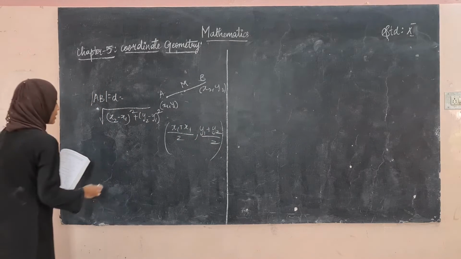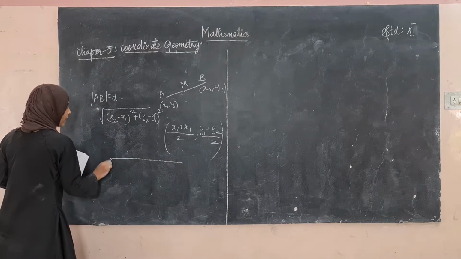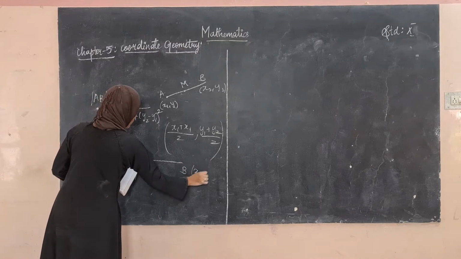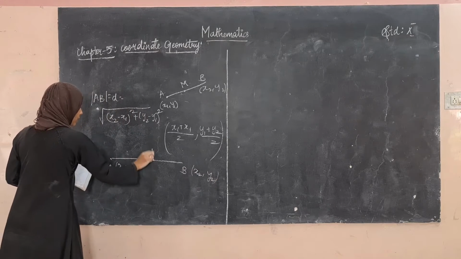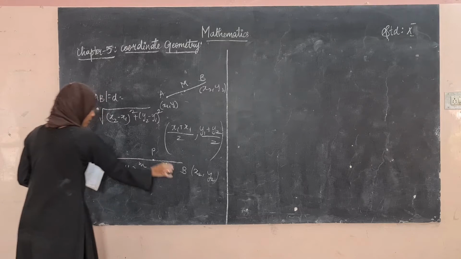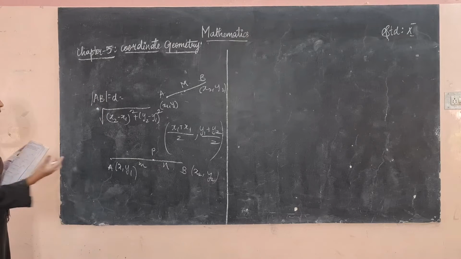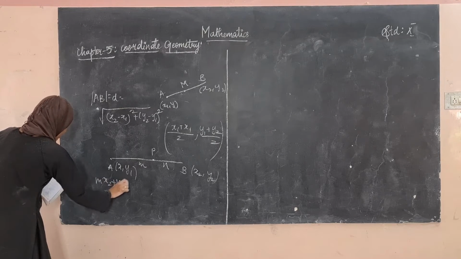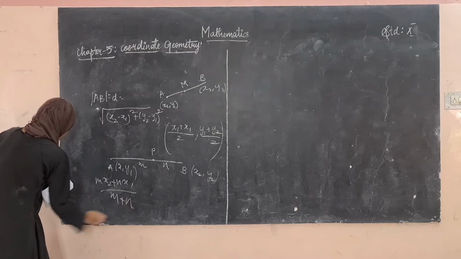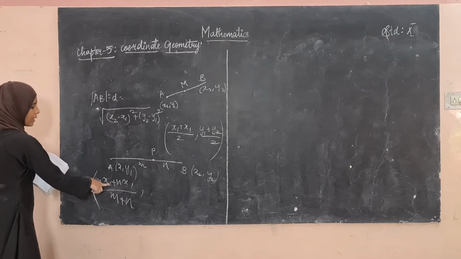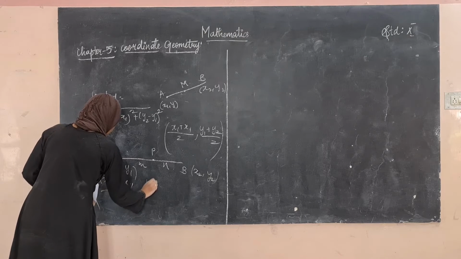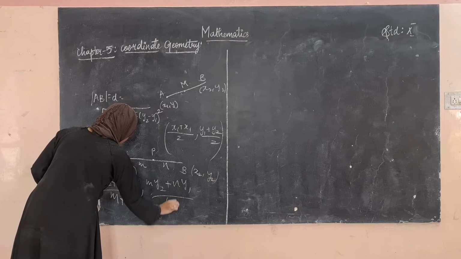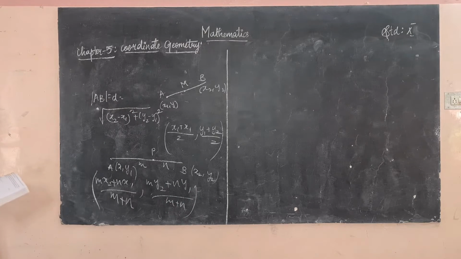And internal division: if this is the line AB, with points x1 comma y1 and x2 comma y2, and a point divides the line in the ratio M is to N, then the coordinates of the point are given by M into x2 plus N into x1 divided by M plus N, and M into y2 plus N into y1 divided by M plus N. This is when the point divides the line internally.